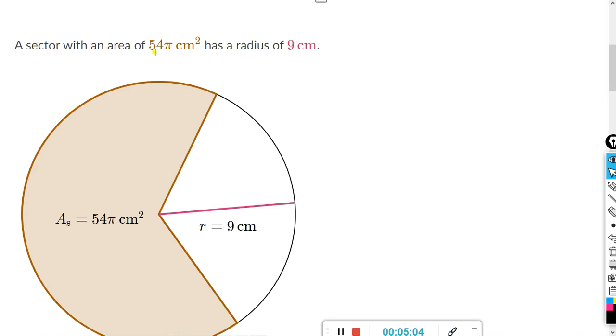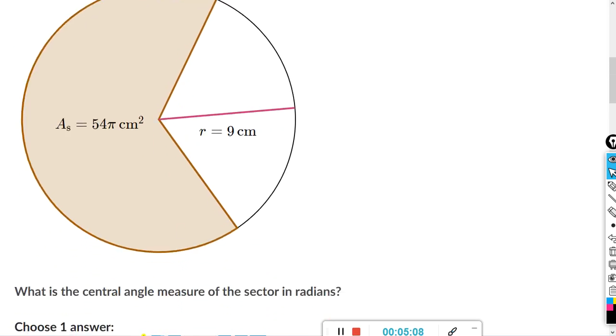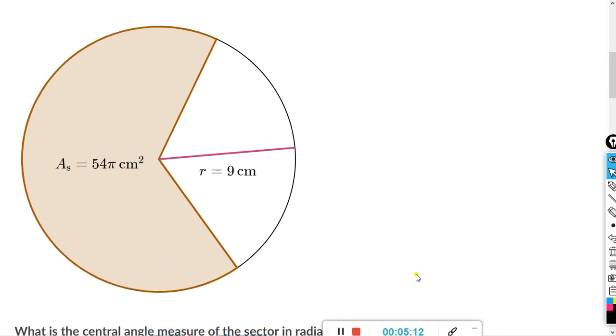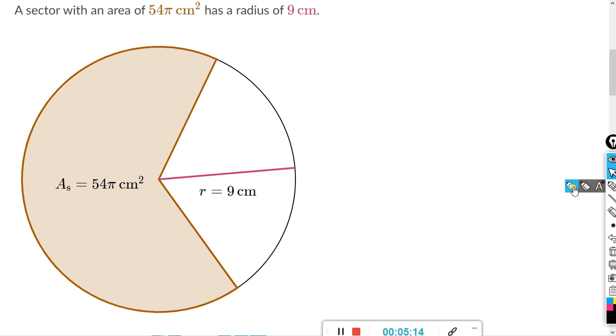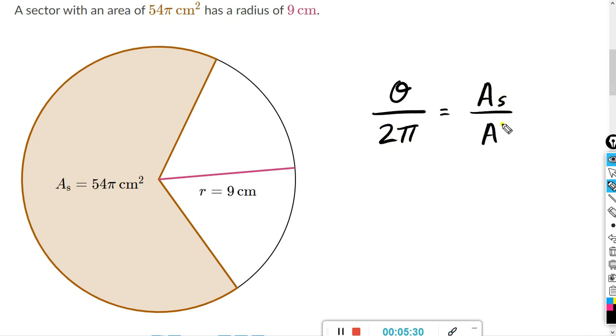A sector with an area of 54 pi has a radius of 9. What is the central angle measure of the sector in radians? Okay, so once again, we're dealing with radians. Okay, so it's going to be the central angle theta. And instead of 360 in the denominator, we're using 2 pi. That equals the area of the sector divided by the area of the whole circle.